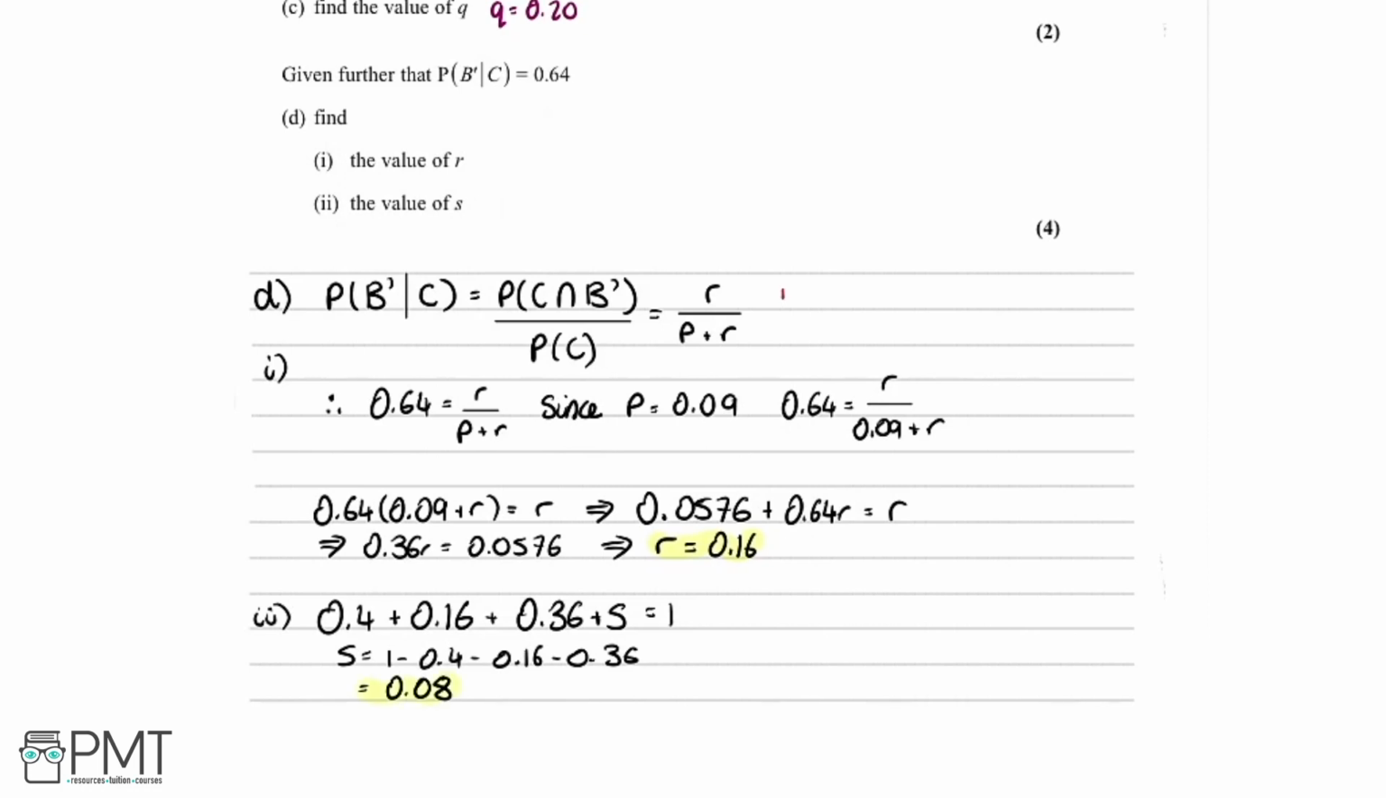So in this question we get 1 mark for this line here, so working out that we can write it as R all over P plus R. And then we get a second mark for getting down to R equals 0.16. We get a third mark for realising in this part that the sum of probabilities equals 1. And then the final and fourth mark for getting down to S equals 0.08.